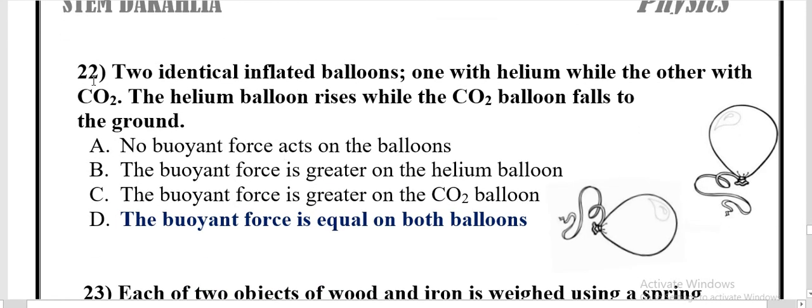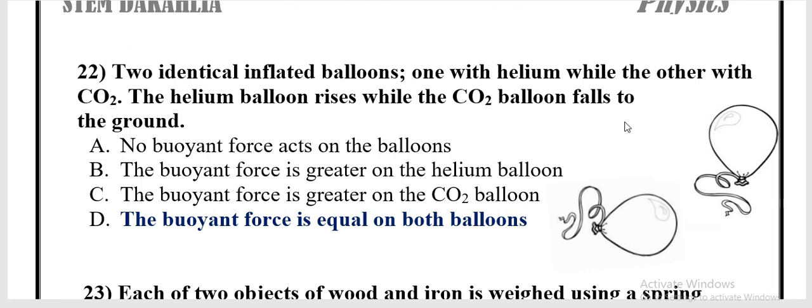Question number 22. Two identical inflated balloons, one with helium and the other with carbon dioxide. The helium balloon rises while the carbon dioxide balloon falls to the ground. They will have equal buoyant force for both balloons, because they are in the air.